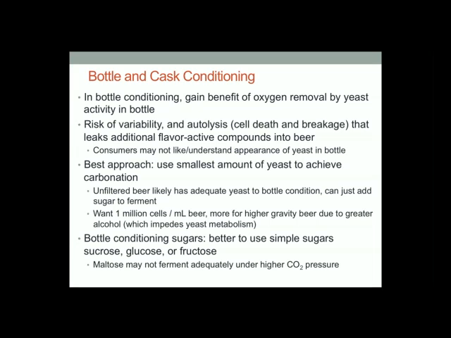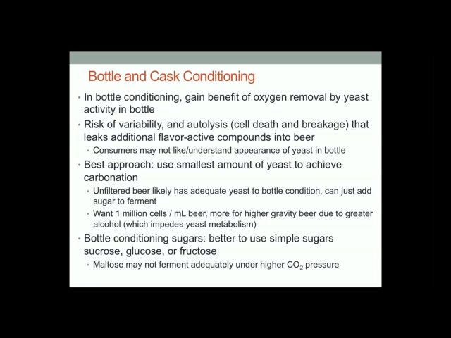the best approach is to use the smallest amount of yeast possible to give the carbonation that you're looking for. So if you're not filtering your beer, then even after flocculation, the unfiltered beer probably has enough yeast to bottle condition, and you can just add a little bit of additional sugar. You do want about 1 million cells per milliliter of beer. If you have a higher gravity of beer, then you may need additional yeast in order to properly condition that.